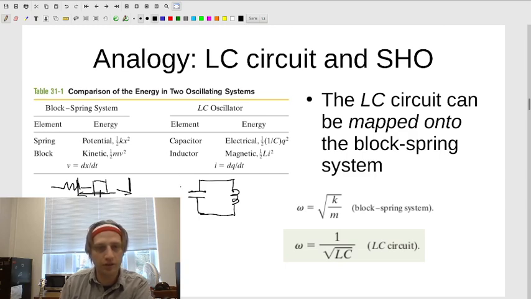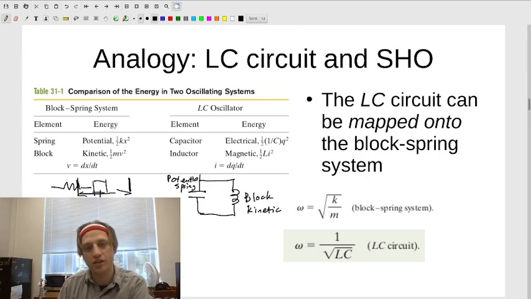So in the case here, where we have a capacitor and an inductor, it's a little weird to think about, but this is like the spring, and this is like the block. And this is like our kinetic energy, and this is like our potential energy. So you can make a pretty close analogy between the two of these, and just the same way that the spring constant and the mass are the two dials that you can turn, here we have the inductance and the capacitance.